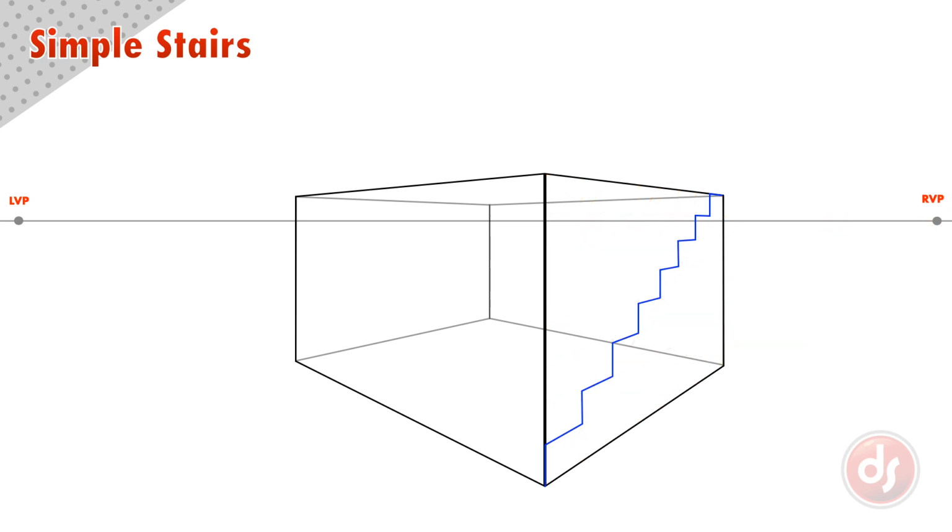To help us go further, we need to name the parts of a stair. The section that goes up is called the rise, and the section we step on is called the run. Rise, run, rise, run.